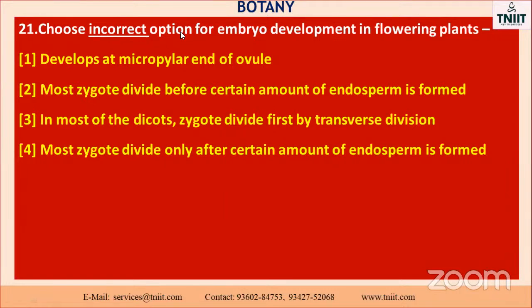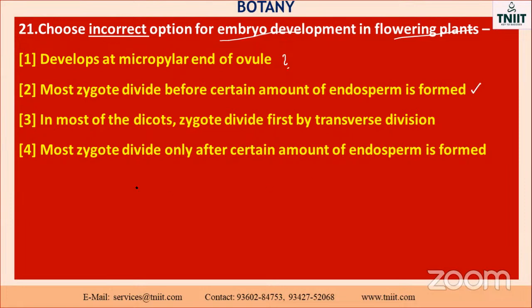Choose the incorrect option for embryo development in flowering plants. Here the question is, just listen carefully: which statement about embryo development of a flowering plant is incorrect? Here the answer given is that it develops at the micropylar end of the ovule. Is this correct or not? This is incorrect.